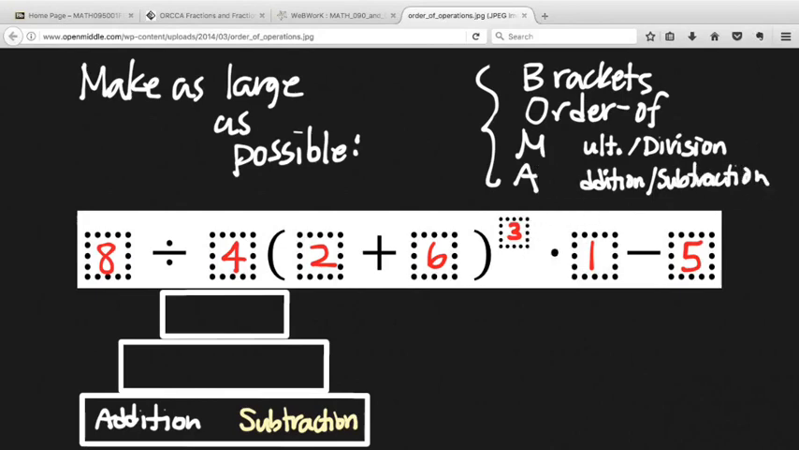So PEMDAS doesn't mean that we should do our addition before we do our subtraction. It means that we should do all of our addition and subtraction at the same time. They have the same precedence. And one of the ways of figuring out how to do that is to turn every subtraction into an addition first and just make it all addition. And then we don't have to worry.